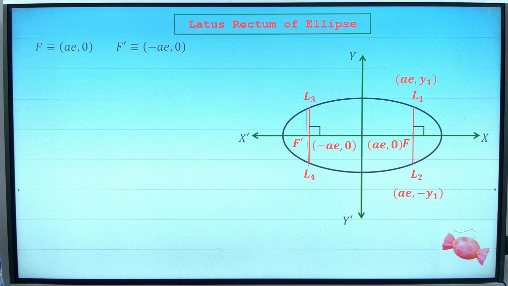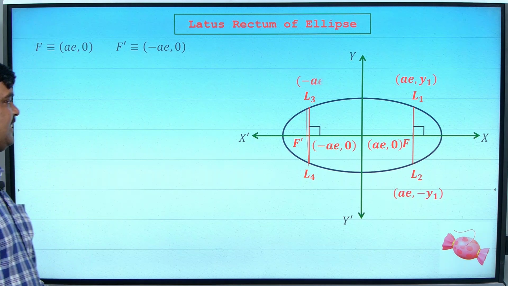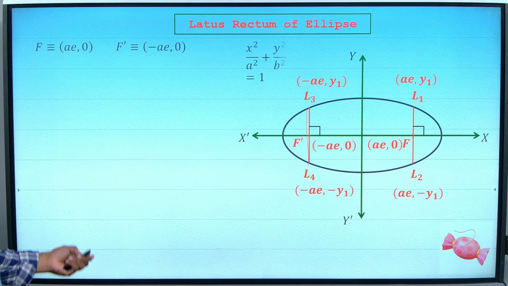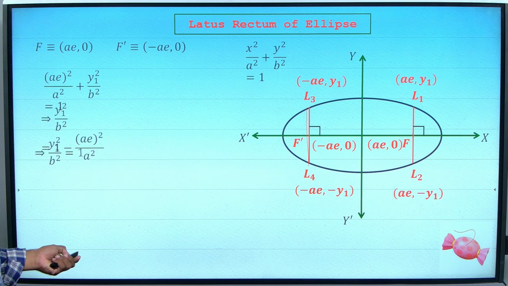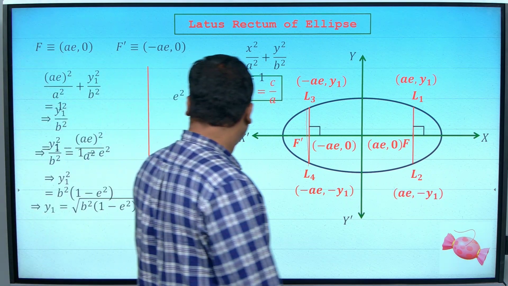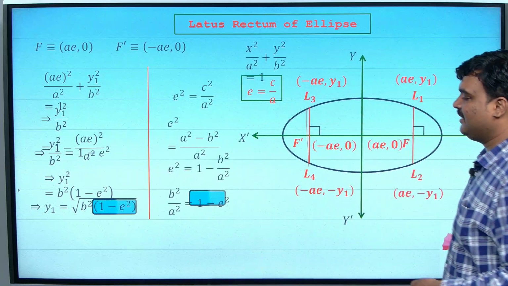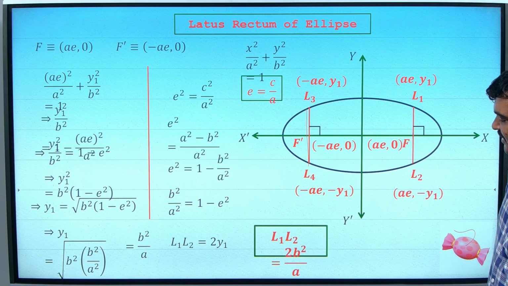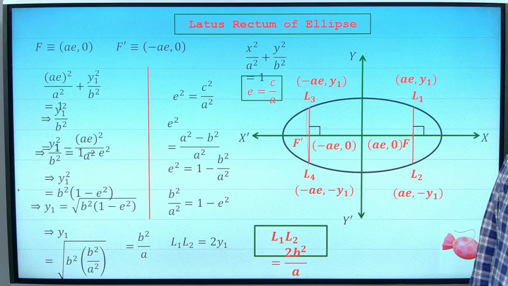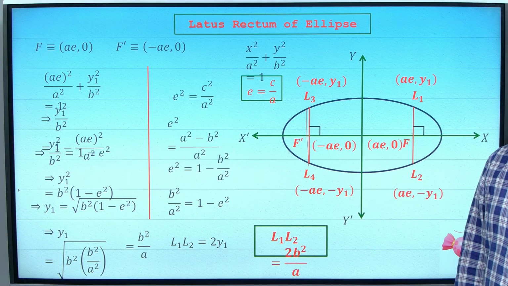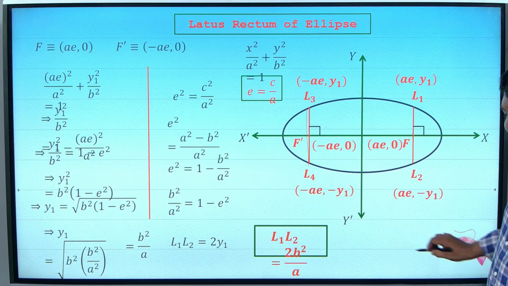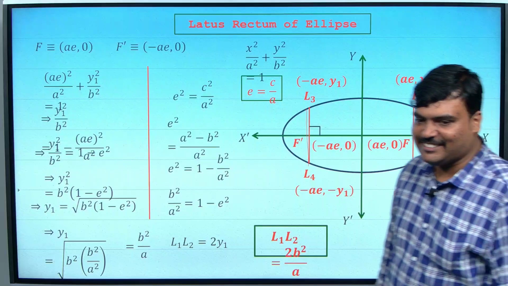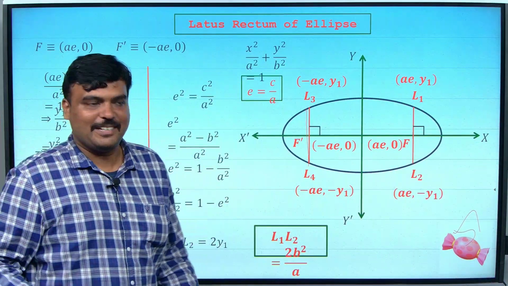So what is the distance between L4 and L3? That's what we want, right? So anyway, they have derived it here. So the answer is going to be what? 2b square by a. Who told? I'll give chocolate. Okay, so one got chocolate.